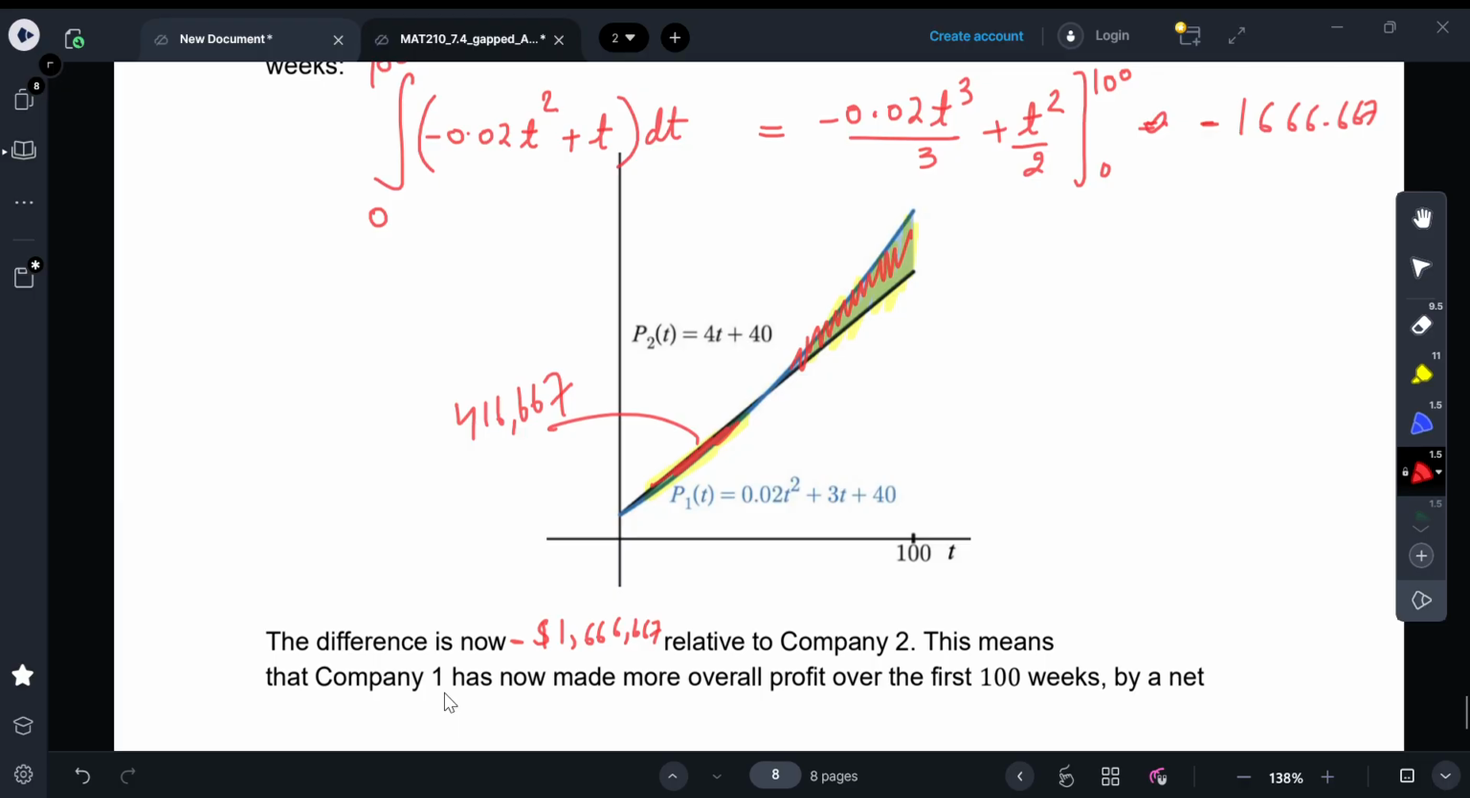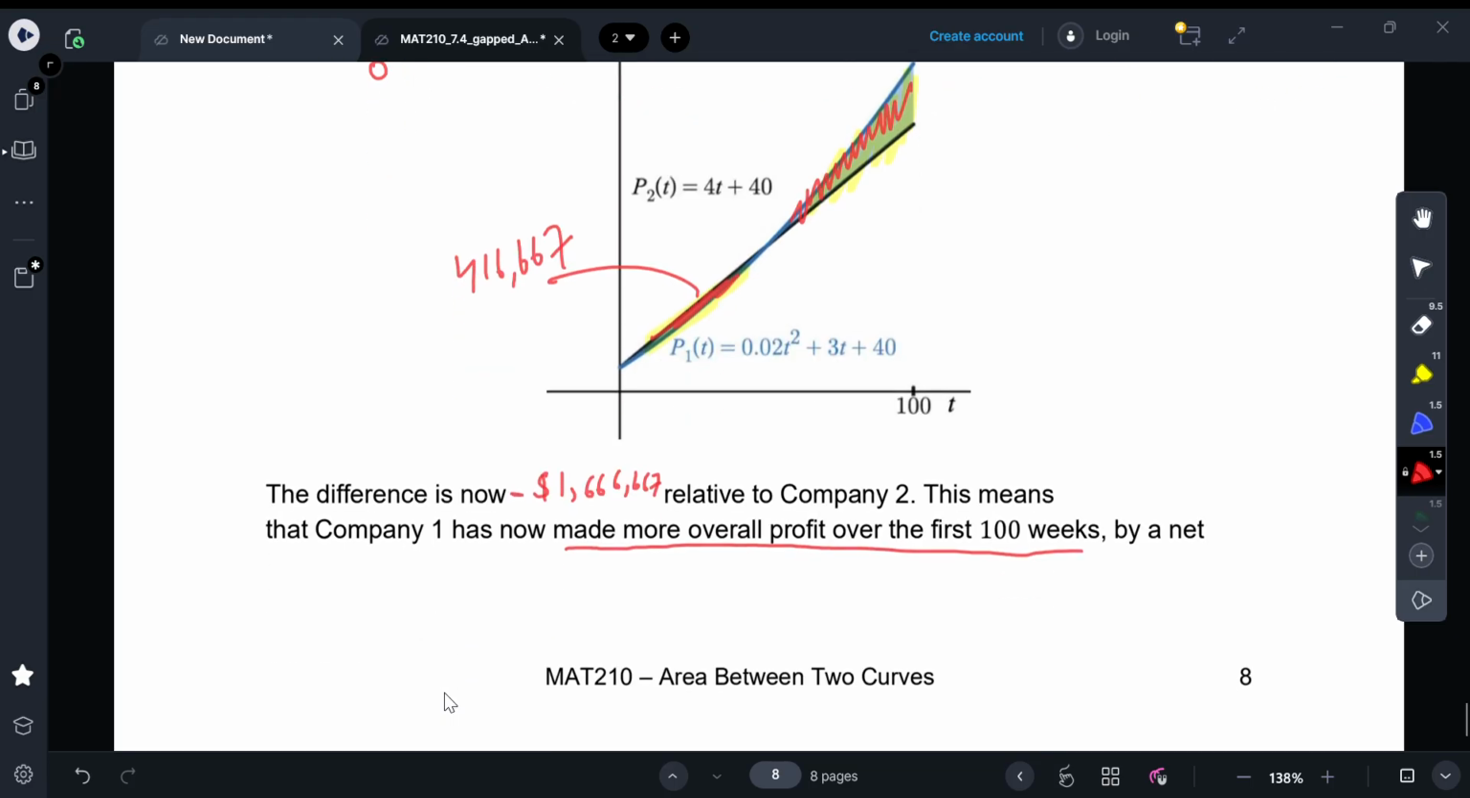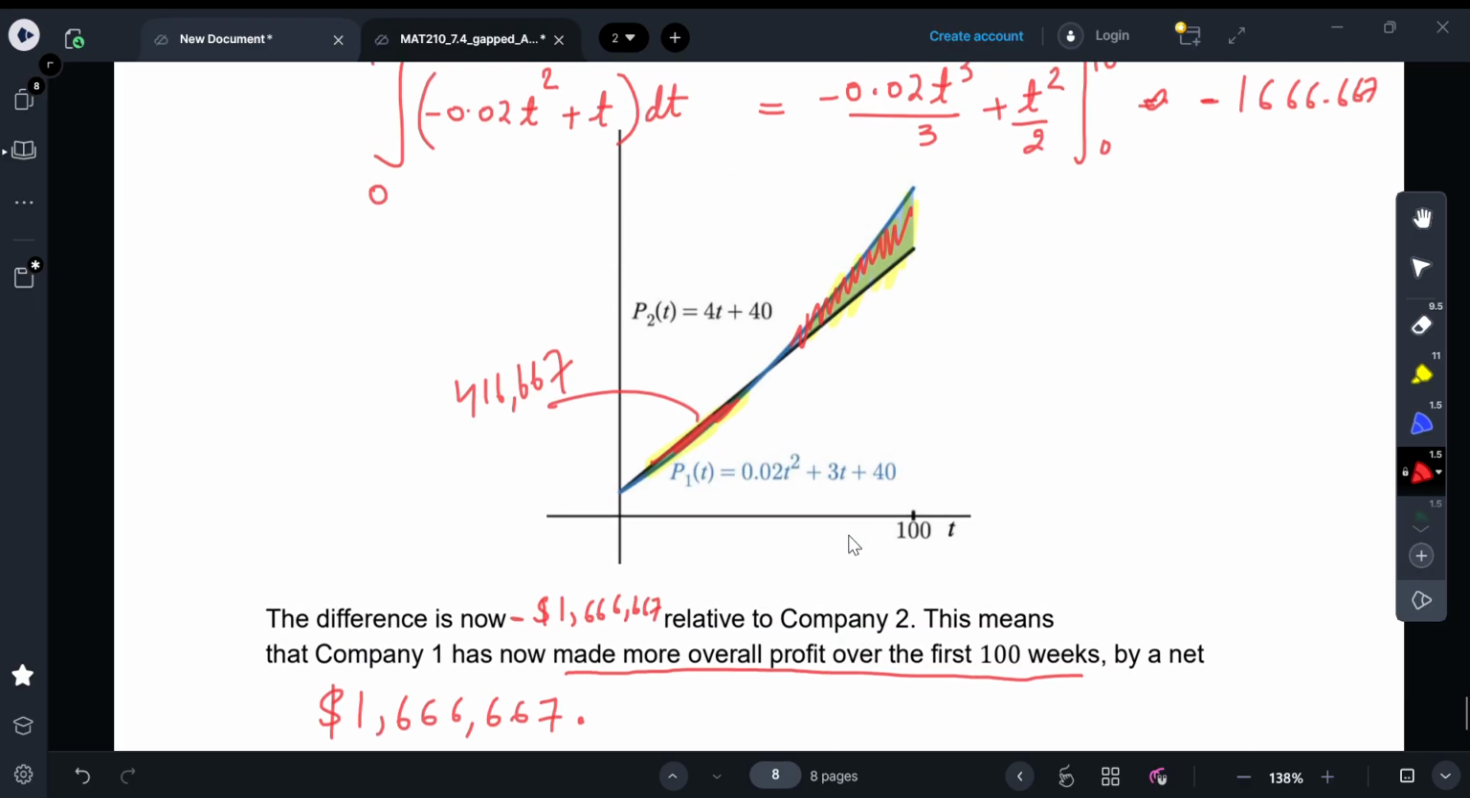This means that company 1 has now made more overall profit over the first 100 weeks by a net of $1.666667 million. So the motivation here is for you future business holders that do not give up, okay?